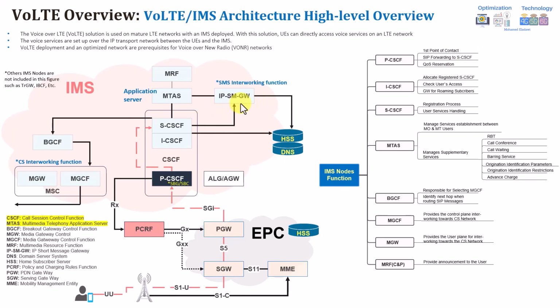Then the last entity, which I would also like to explain, is called the IP-SM-GW. If you look at this abbreviation, it stands for IP short message gateway. And this has the same function as the CS interworking function, but for the SMS part. This provides the SMS interworking function between the IMS network and the traditional SMS networks. This is the main function of it.